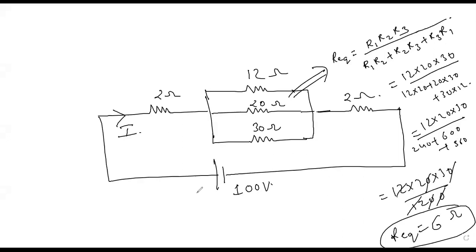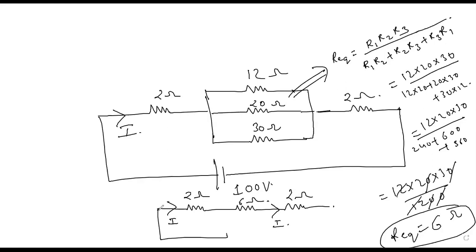So this circuit now, what circuit you have is like this. I current was coming like this. This is 2, this is 2, and this is 6, connected to a battery of 100 volt. What can you say about these three resistances now? They are connected in series, because there is only one path of current and end-to-end connection of resistances.